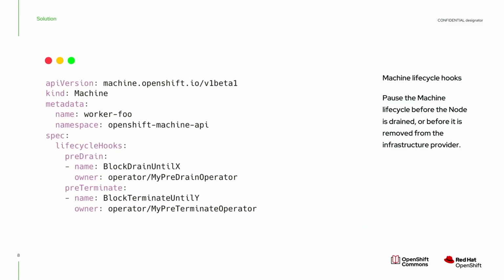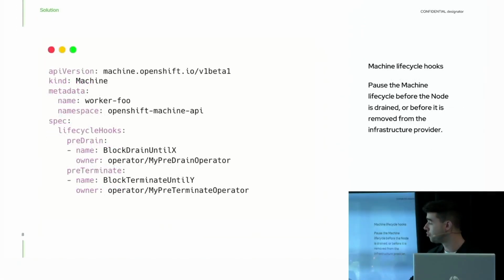Looking at machine lifecycle hooks, very briefly, you can either block the machine API from draining the node, or you can block it from terminating. This might allow you to do something like, I have storage on here, I want to make sure that's removed before I get rid of the instance in the cloud. I can go and do that with an additional controller, remove my hook, and then machine API will carry on.